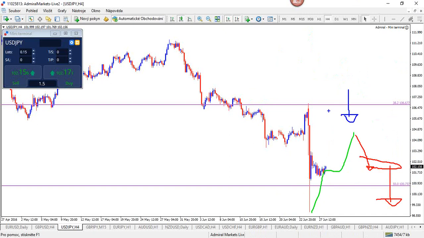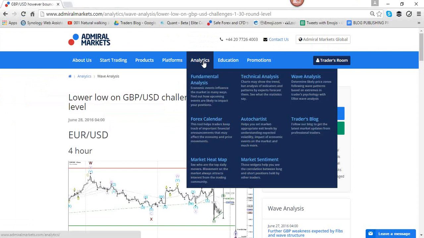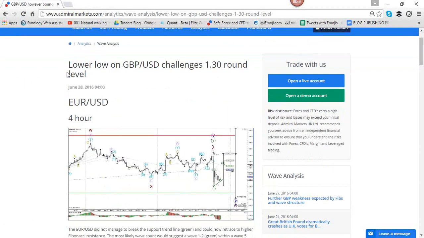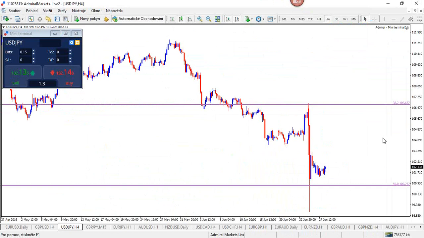If you're not sure what is five waves, then keep an eye on perhaps my wave analysis. Here, for instance, you can take a look at analytics, go to wave analysis, and you can see what I'm thinking about for the majors, euro dollar, pound dollar, dollar yen. So you can see if I think it is a 5-wave day by day at least. Or just write me an email or tweet and I'll give you my 2 cents on that.